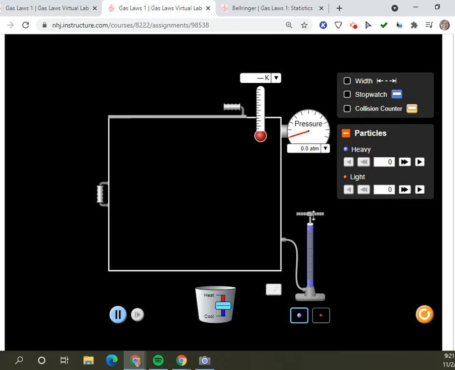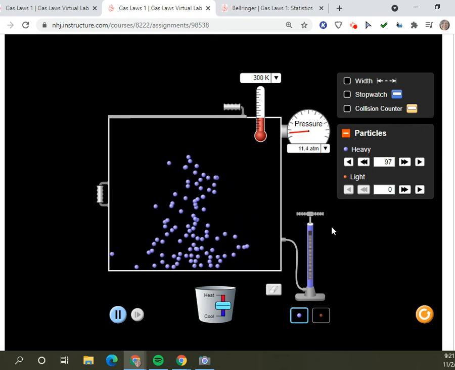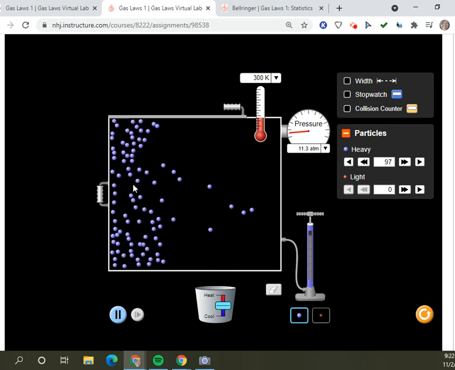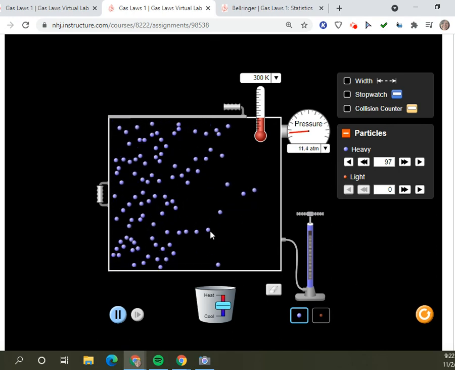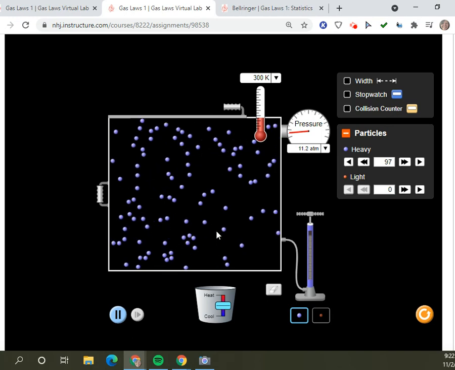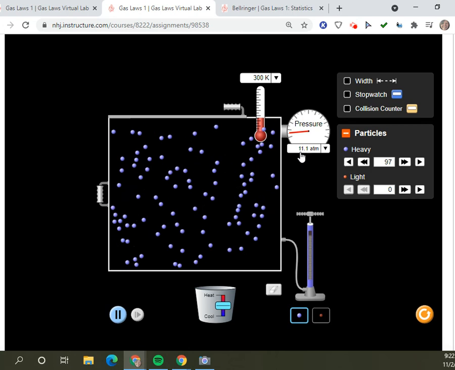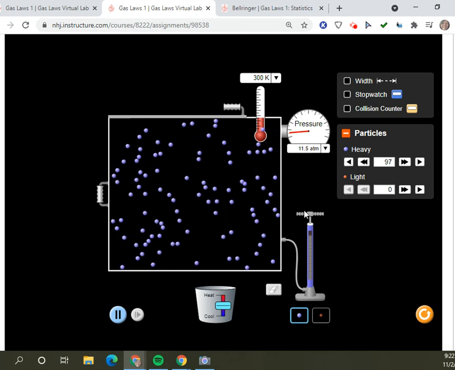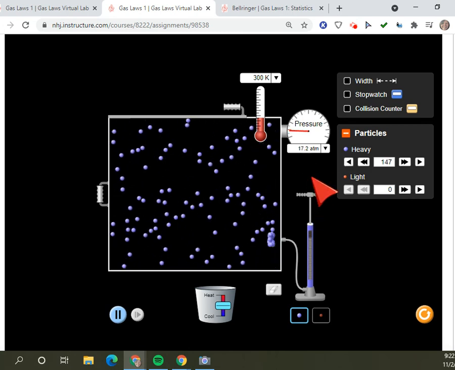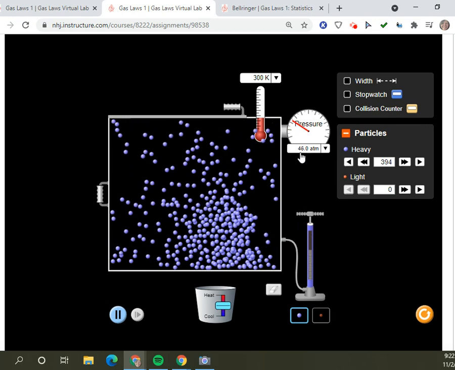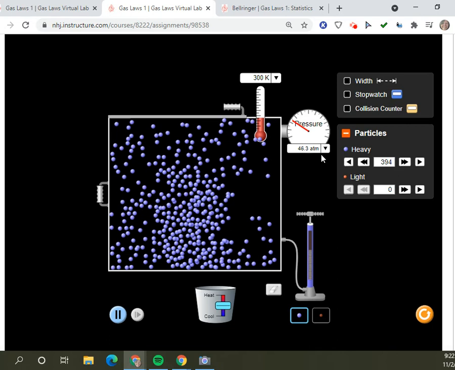Well, we have to have some moles. So I'm going to lift up my pump and pump in some atoms. We know that atoms are an amount. We don't actually have a number of moles on this simulation, but we can see, all right, let it find its equilibrium. We can see the pressure right here is at about 11-ish atmospheres. What happens if we add a bunch more? Okay, so we can see that pressure rose a whole lot.